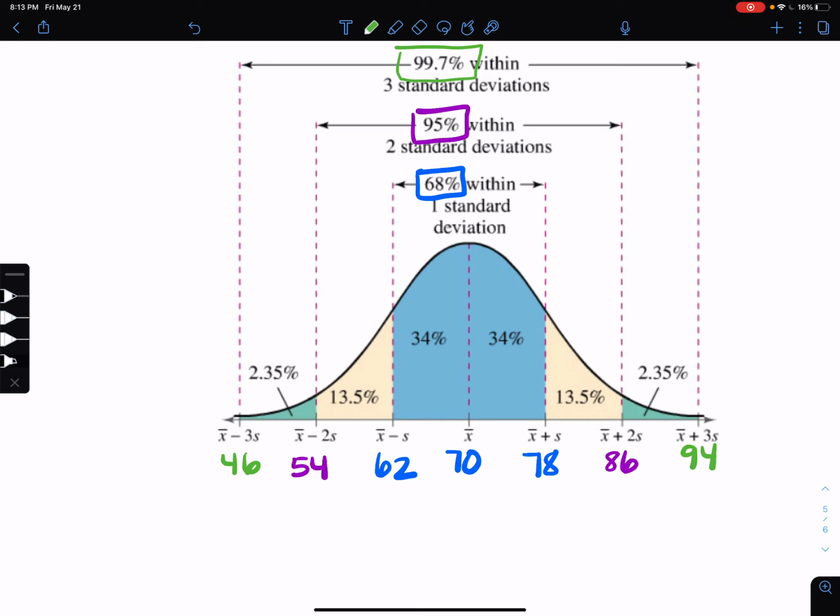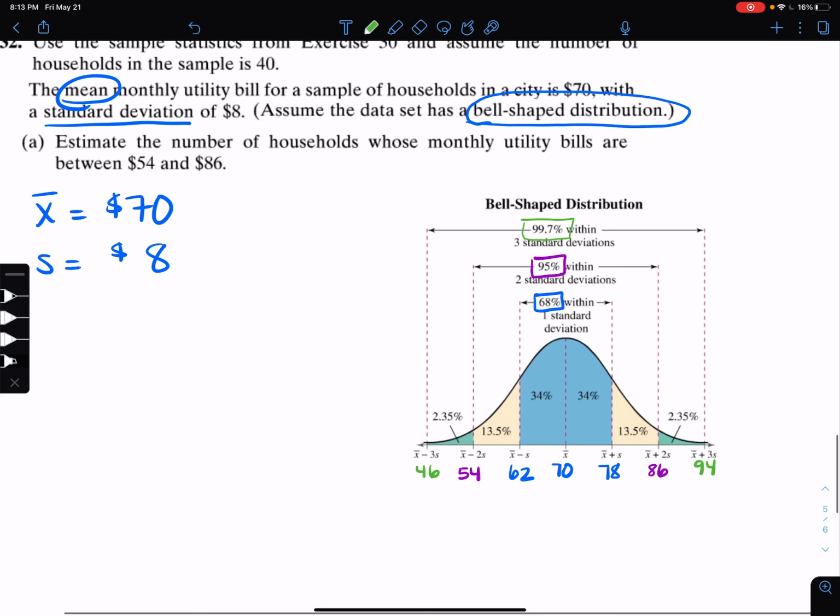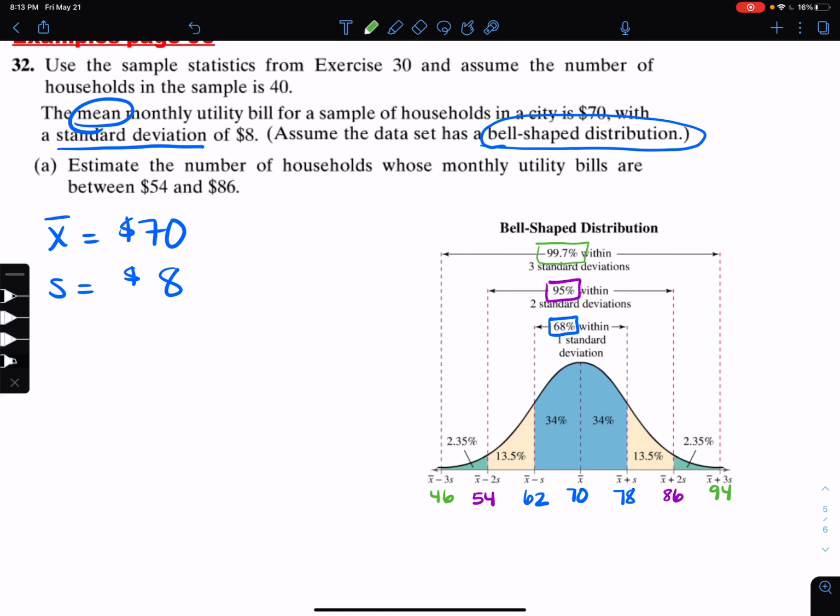Okay, if you define these three intervals based on your mean and your standard deviation, then you're going to be able to answer whatever question you're being asked. So I've laid the intervals out. Now I'm going to go back and look at the question. The question says, estimate the number of households whose monthly bills are between 54 and 86.